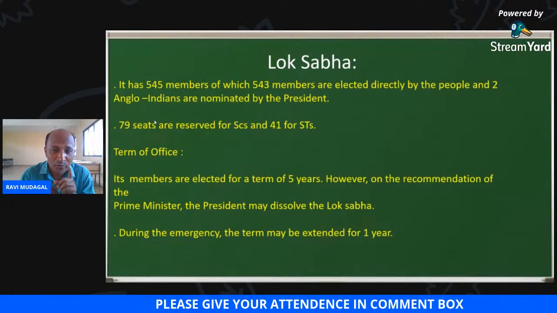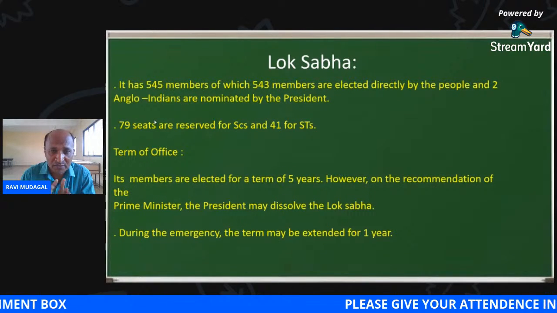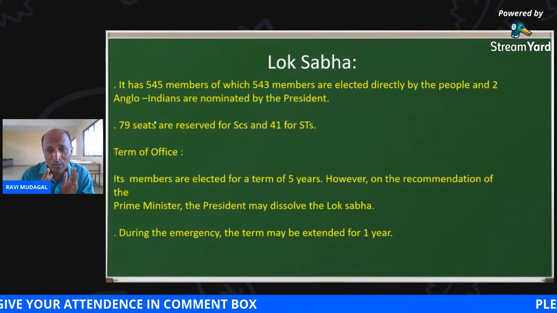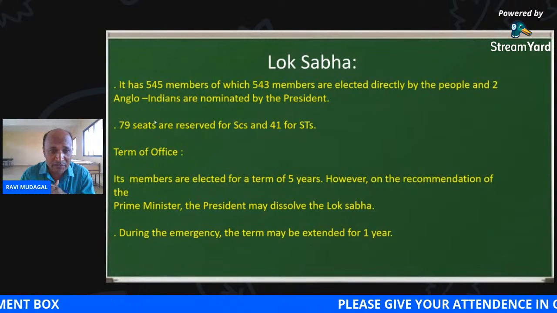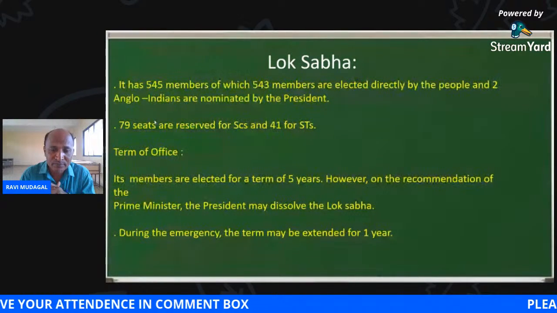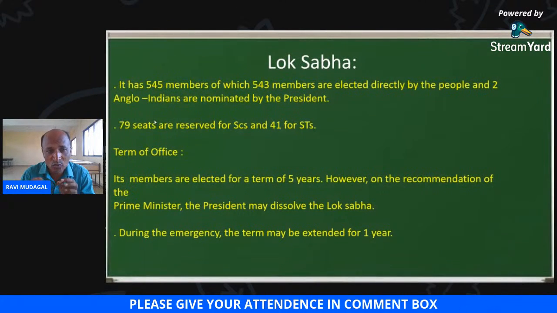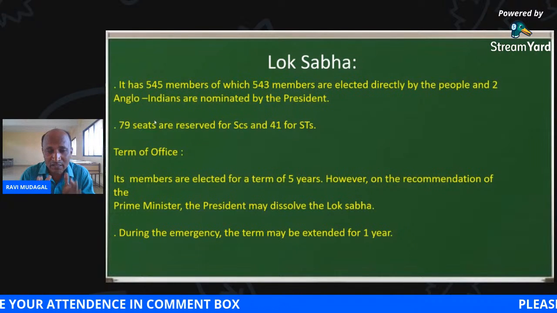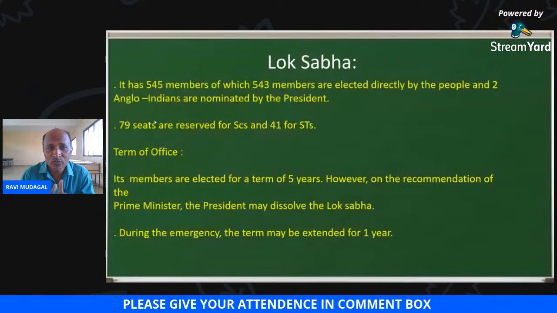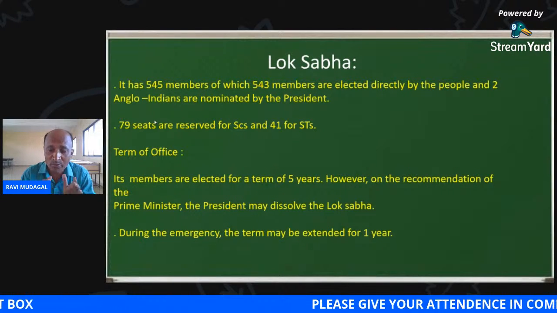Did you understand? General elections to Lok Sabha for 543 seats are held every 5 years. Members are elected directly by the people. What about the remaining 2 seats? 2 MP seats belong to Anglo-Indians. Our president of our country nominates 2 Anglo-Indians. This is clearly written in our constitution. 543 members are elected directly by the people, whereas two Anglo-Indians are nominated by the president.